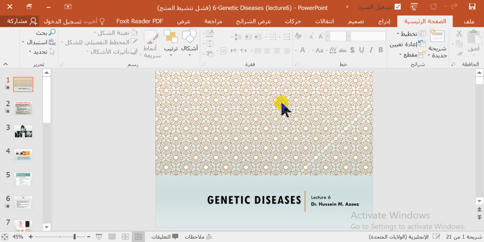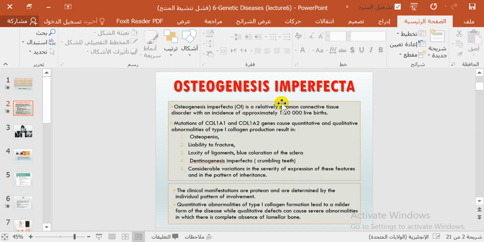Bismillah ar-Rahman ar-Rahim. Our lecture today, the sixth one, is about genetic disorders in orthopedics. We're starting with the commonest one, called osteogenesis imperfecta.